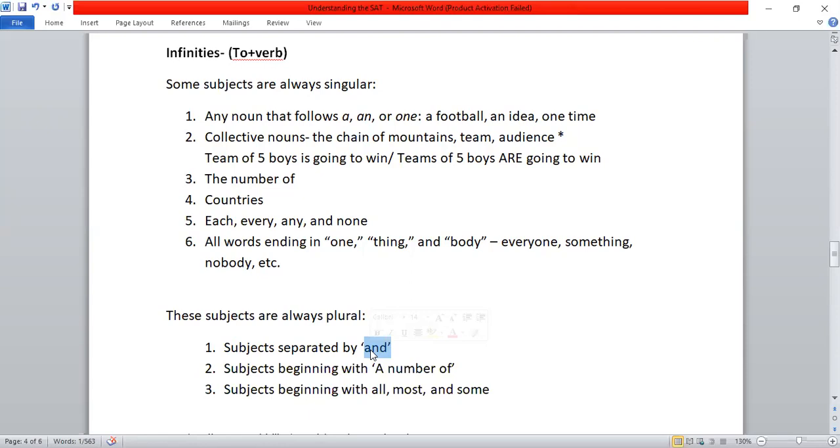Okay. Subjects beginning with "a number of," which we discussed earlier: a number of anything is plural. Subjects beginning with "all," "most," and "some": these three words are pronouns, representing the sentence to have a plural verb.